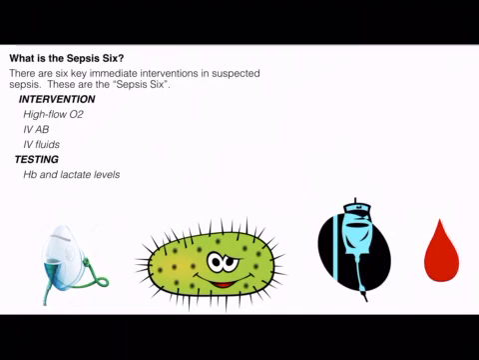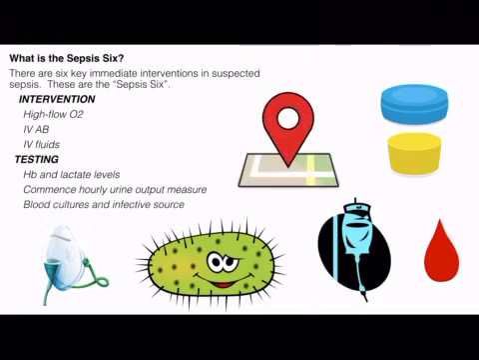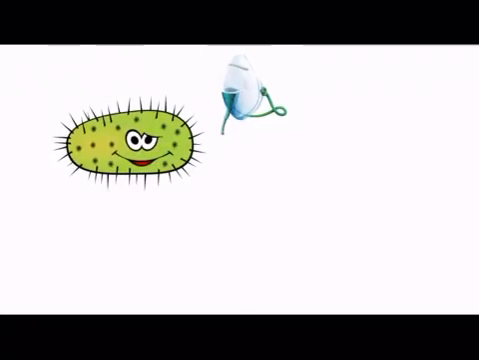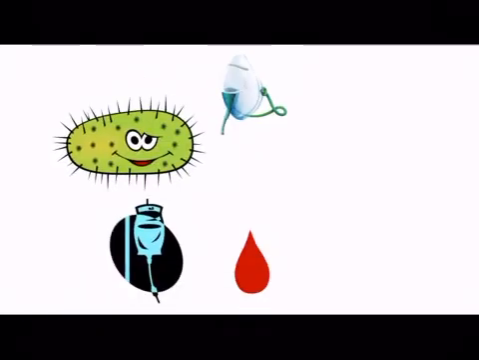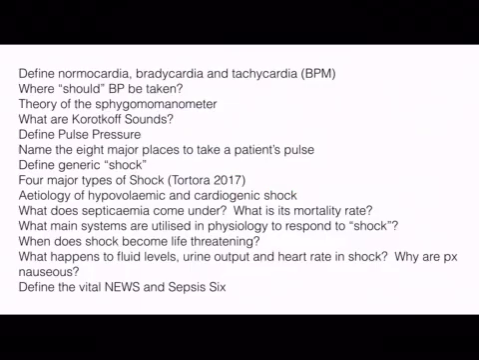And then in terms of testing, we're doing Hb and lactate levels, which is again quite obvious. Hourly urine output. We've said that urine retention is occurring because ADH is quite high, right? Blood cultures to find that infective source, right? So we've got the Sepsis 6 to deal with a NEWS. High flow oxygen, IV antibiotics, IV fluids, Hb and lactate levels, urine output hourly, and find that source. And there's a summary. Thank you very much.